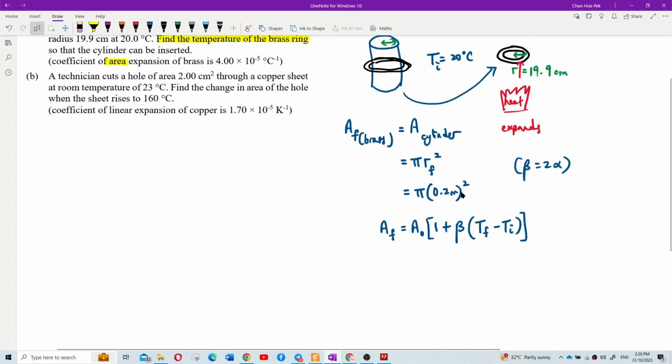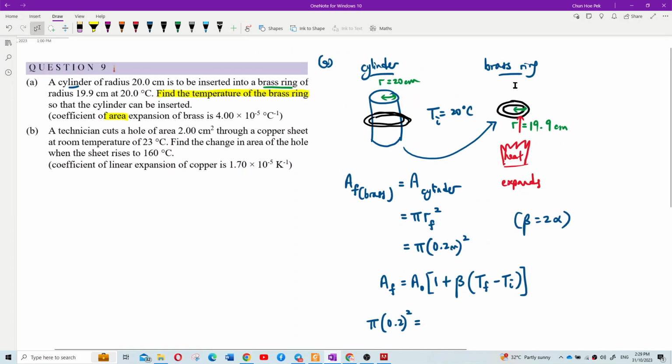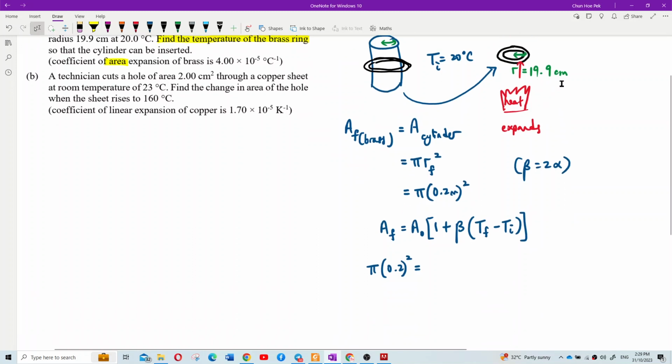So the final area must be pi times 0.2 squared. And then the initial area, before the ring is heated up, has initial radius 19.9 cm. 19.9 divided by 100 becomes meters, so it's 0.199 meter. Correct or not, class? Correct me if I'm wrong. You know why I don't multiply the pi? Because right here I can cancel the pi. This is a smart way of doing it. Always be smart.